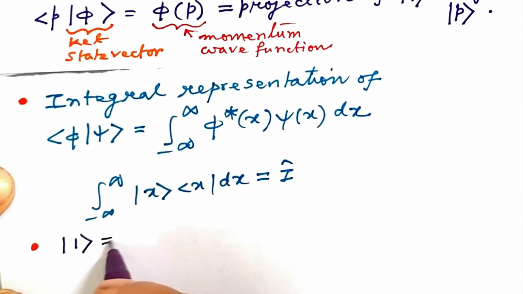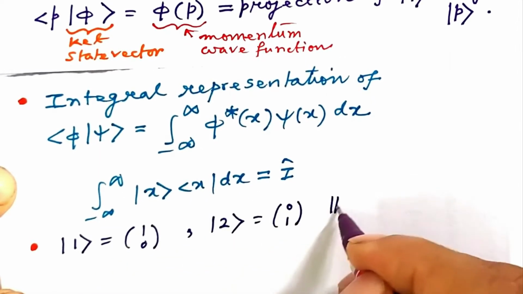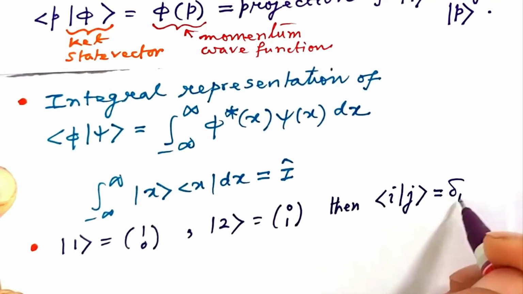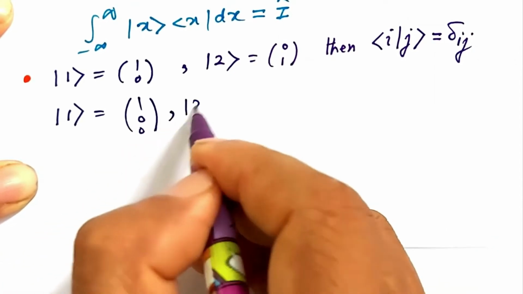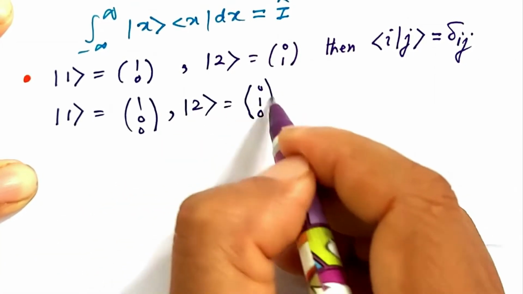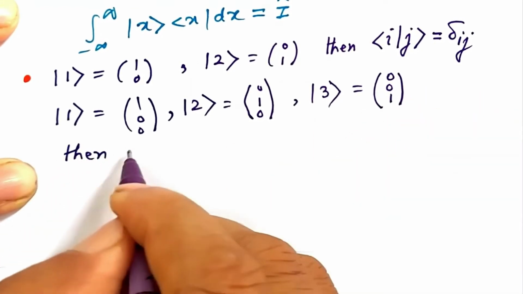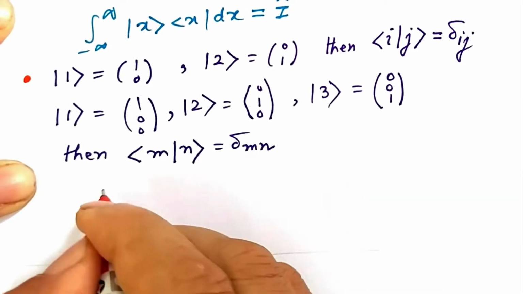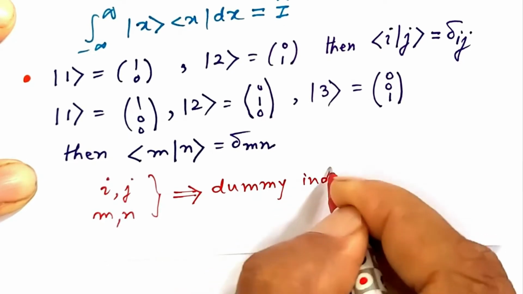If ket 1 is column 1 0 and ket 2 is column 0 1, then the inner product bra i ket j is Kronecker delta ij. And if ket 1 is column 1 0 0, ket 2 is column 0 1 0, ket 3 is column 0 0 1, then the inner product bra m ket n is Kronecker delta mn. Here i, j, m, n are dummy indices or run indices.